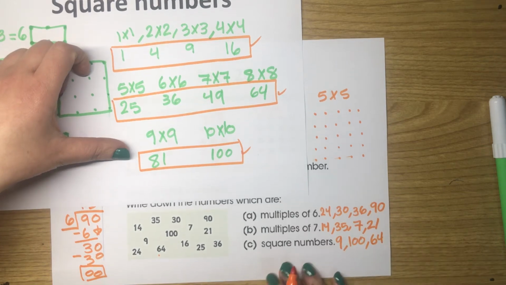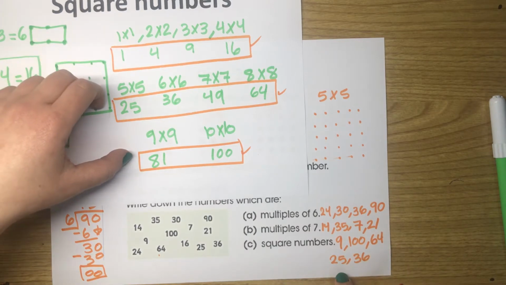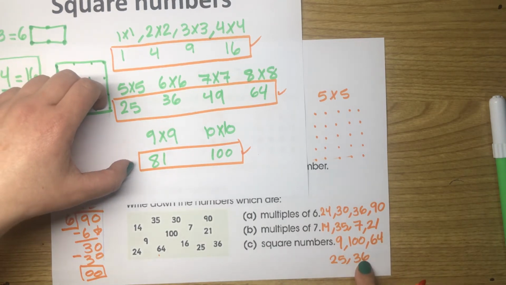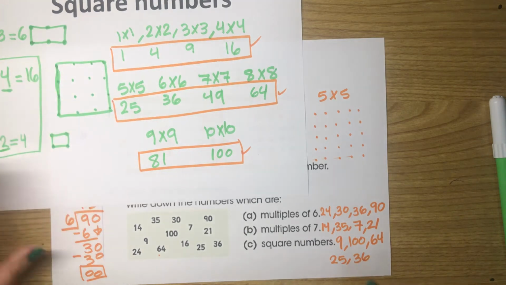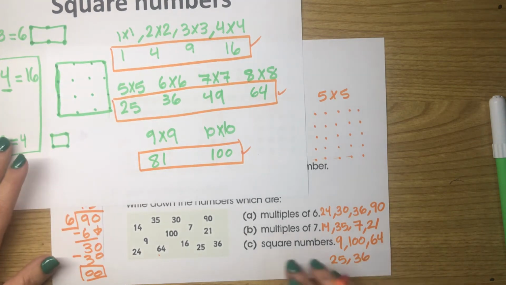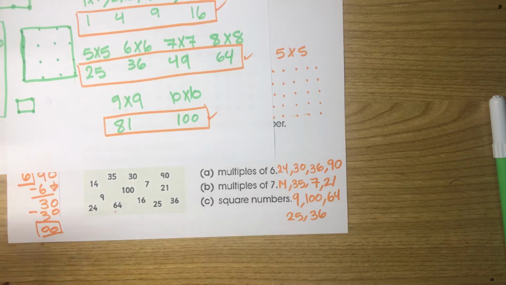Okay, guys. What else? 90 is not, 21 is not, 25. And the last thing is 36. 25, it's 5 times 5. 36, it's 6 times 6. Okay, so those are the answers. Take a while until you write down these notes in your book.